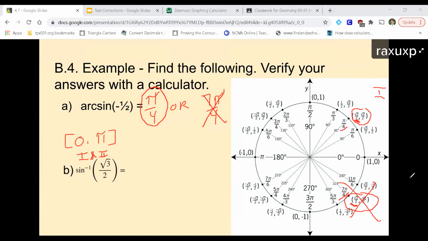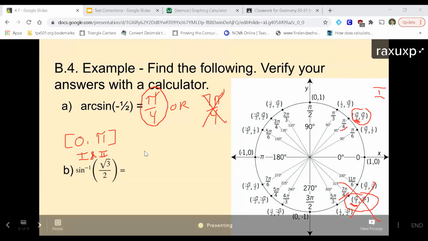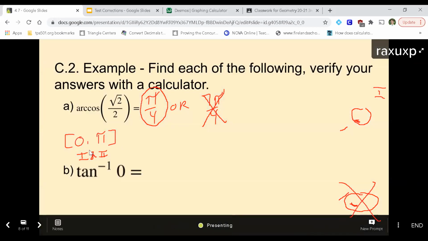The nice thing about arc cosine is since the answers are always in quadrant 1 or 2, you'll never have to worry about coterminal angles. You can just pull the answer straight from the graph.